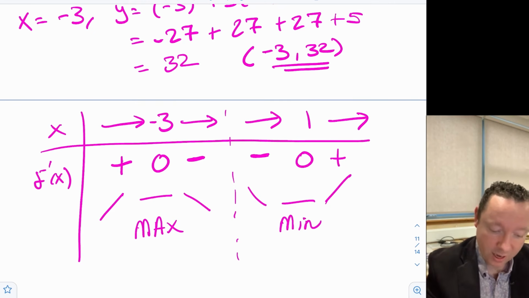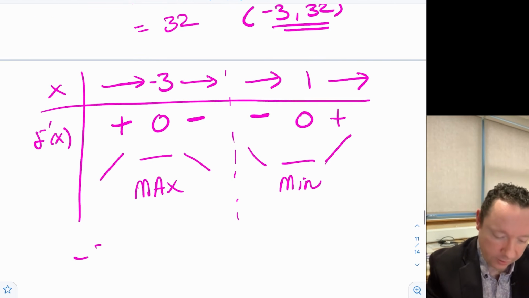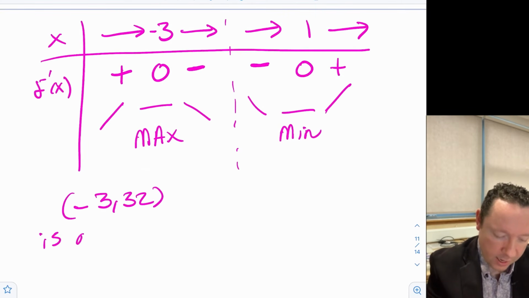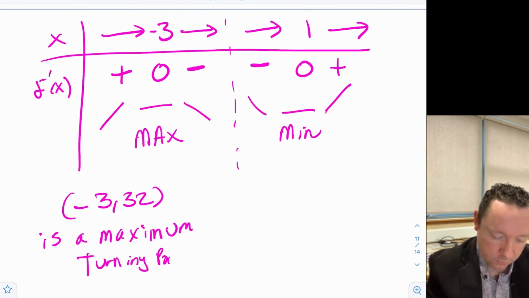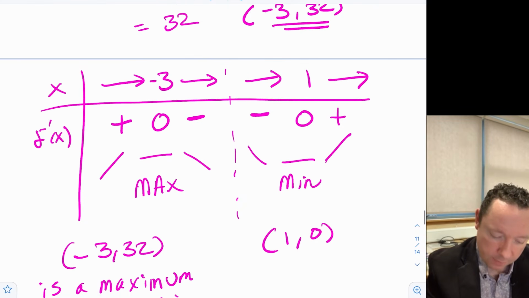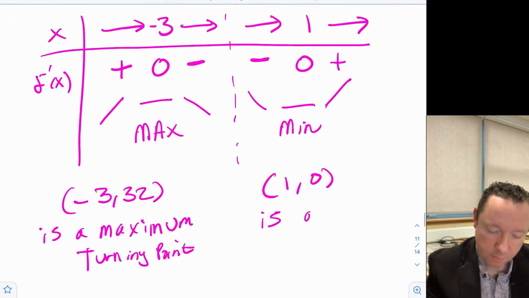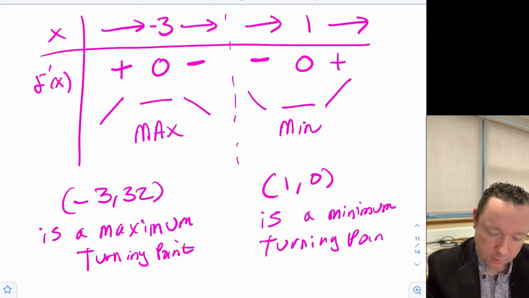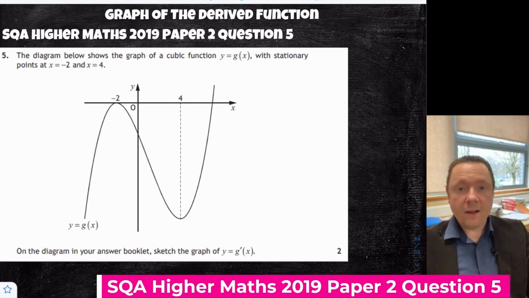So we need to state that. So (-3, 32) is a maximum turning point. And (1, 0) was it? (1, 0) is a minimum turning point. And we're done.